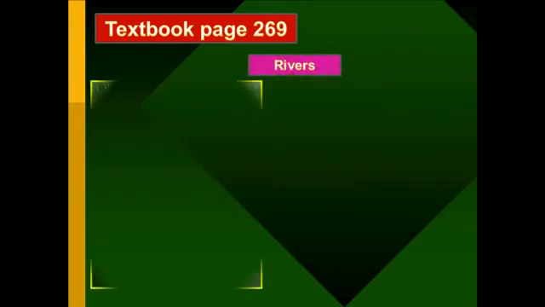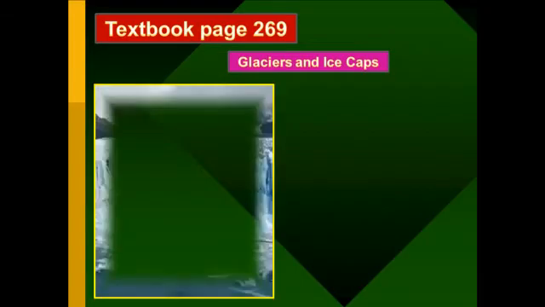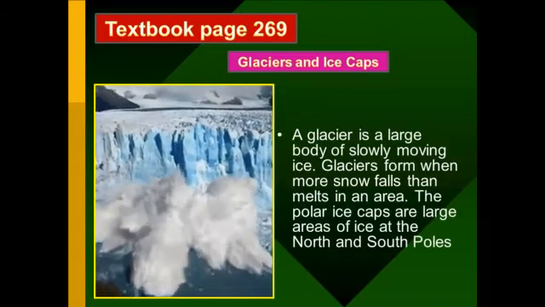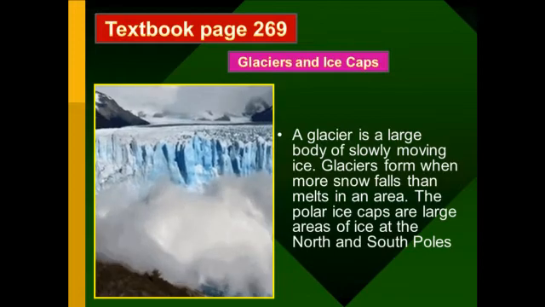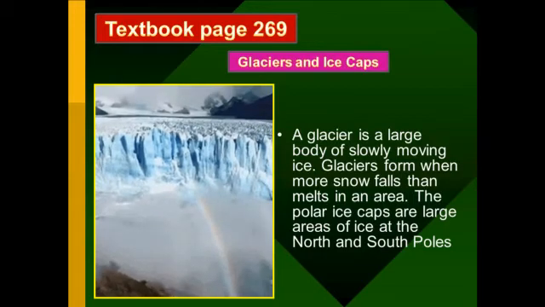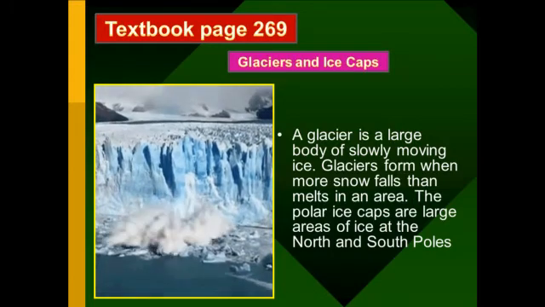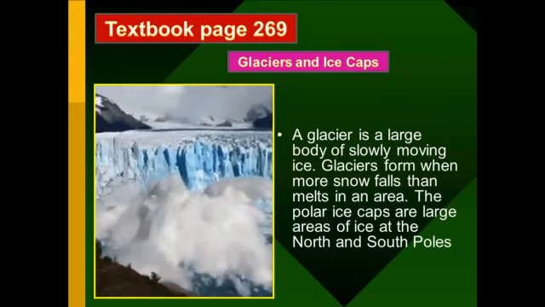And now let us proceed with fresh water. Only 3% of the Earth's water is fresh water. People need fresh water for drinking, cooking, growing crops, and many other activities. And lastly, we have the glaciers and the ice caps. A glacier is a large body of slowly moving ice. Glaciers form when more snow falls than melts in an area. The polar ice caps are large areas of ice at the North and South Pole.